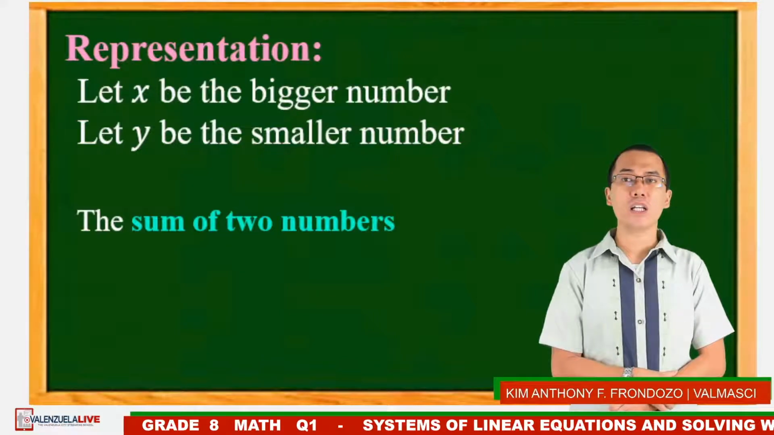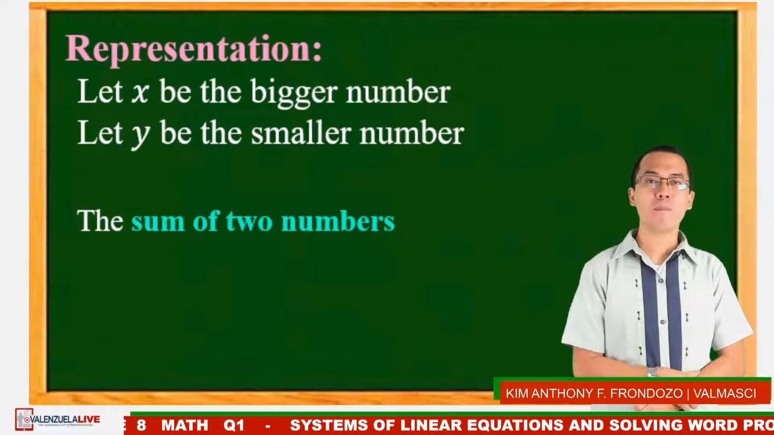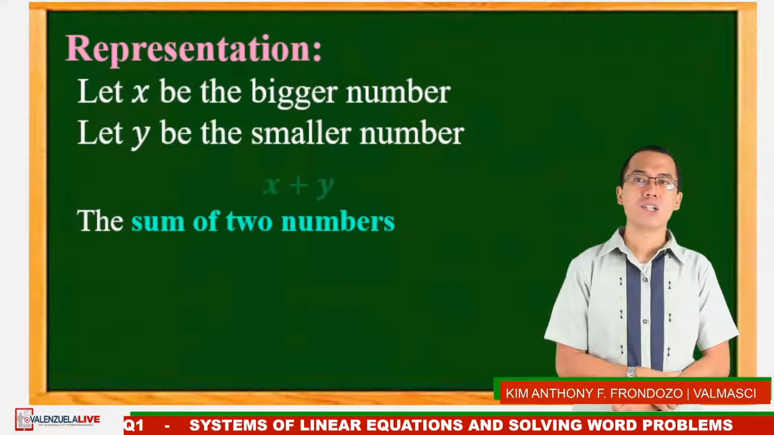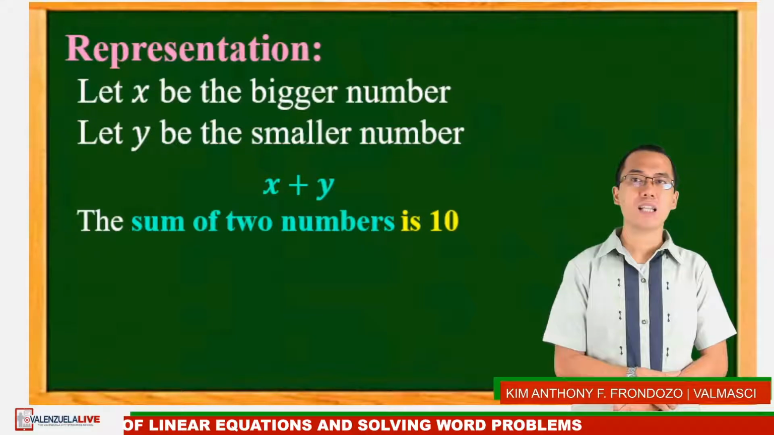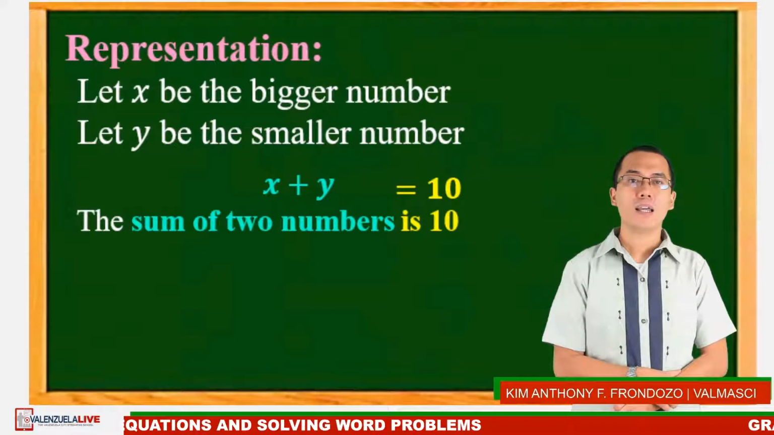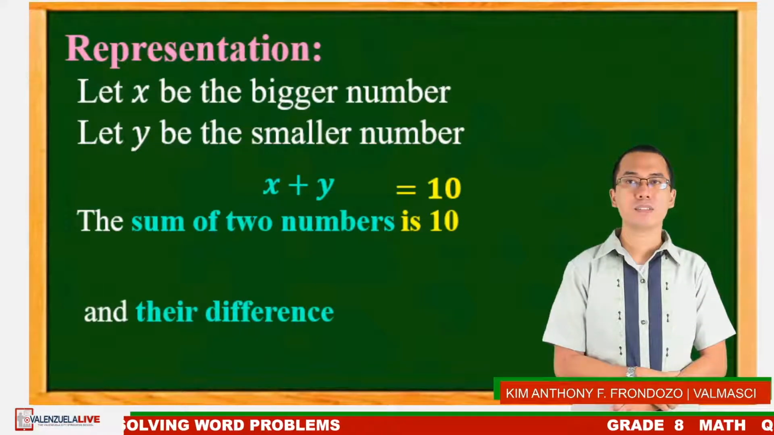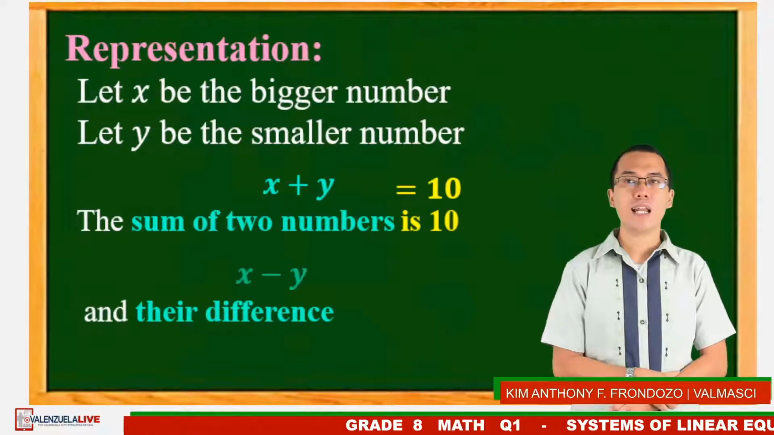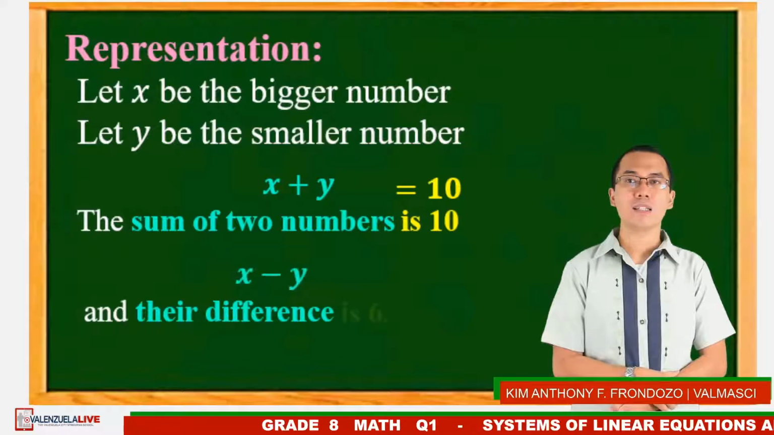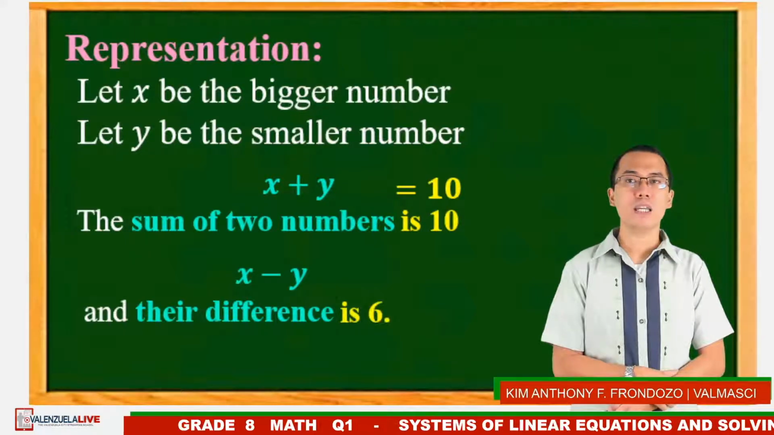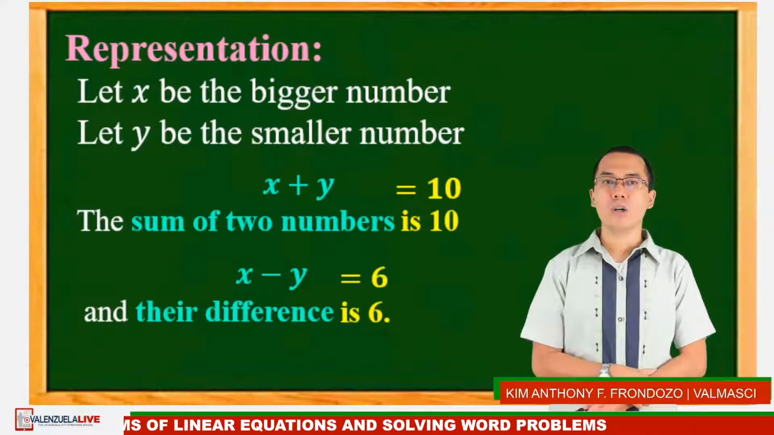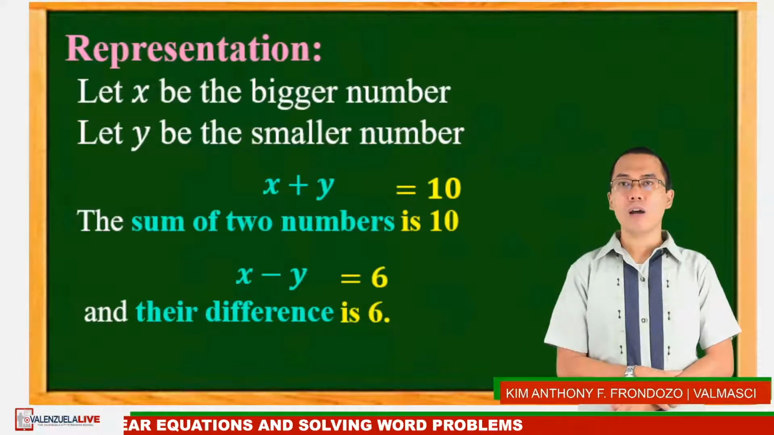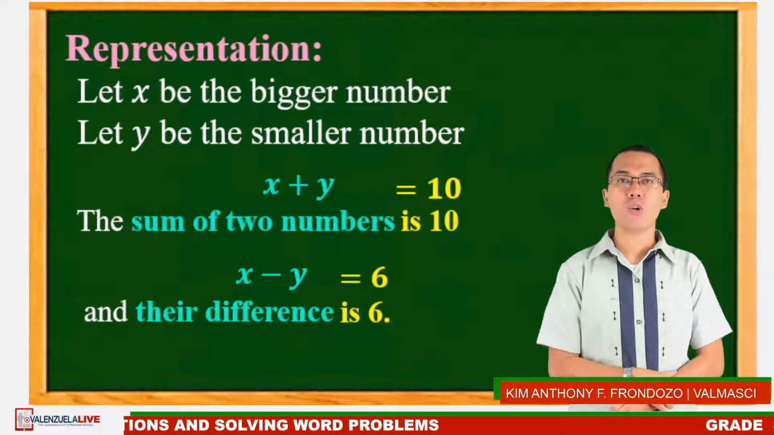Now, let's translate the problem into mathematical phrases or equations. According to the problem, the sum of two numbers is 10. So we'll have x plus y is equal to 10. And their difference, so we'll have x minus y is 6. So that will be equal to 6. So that would be for the given problem.